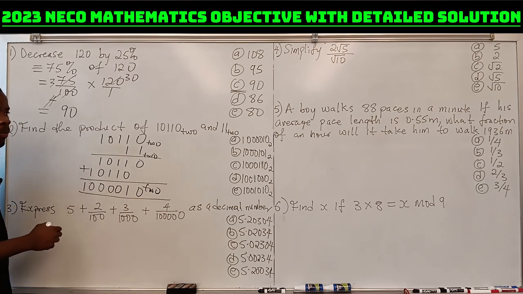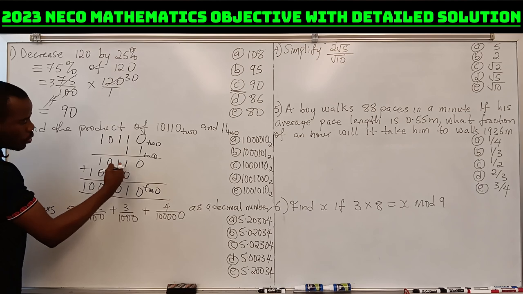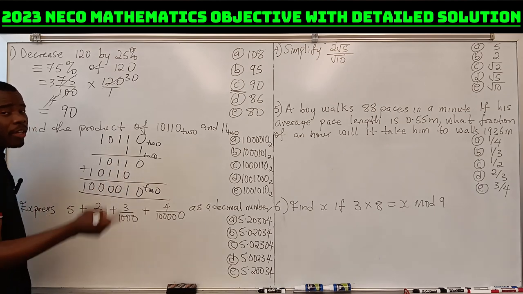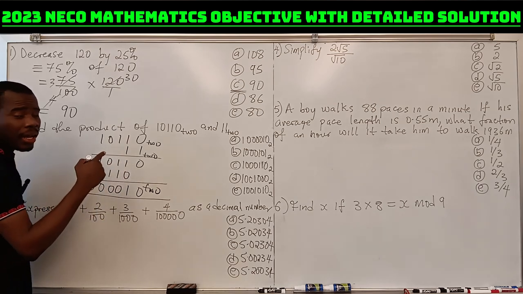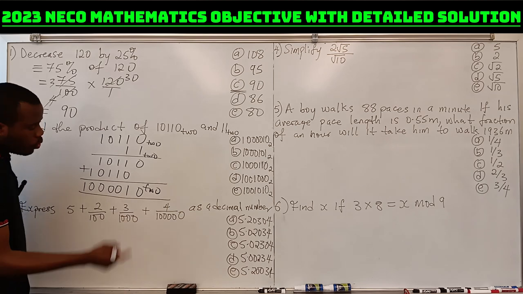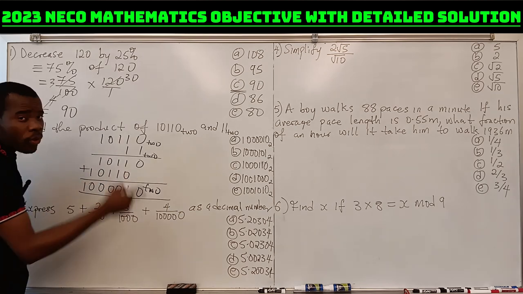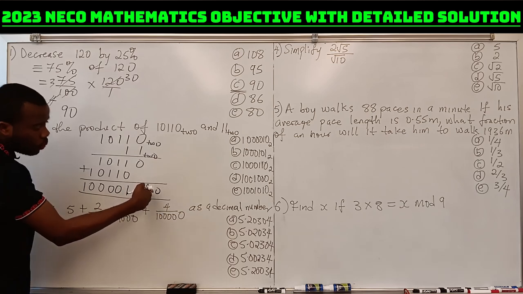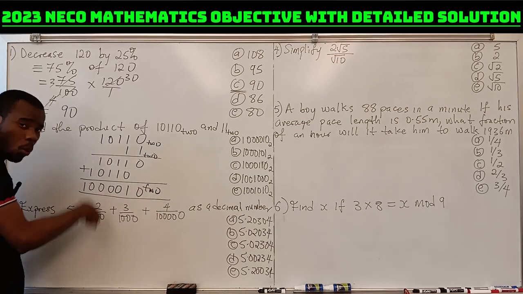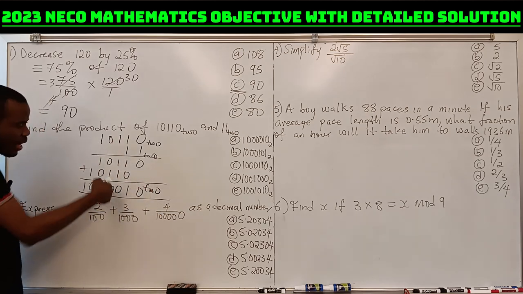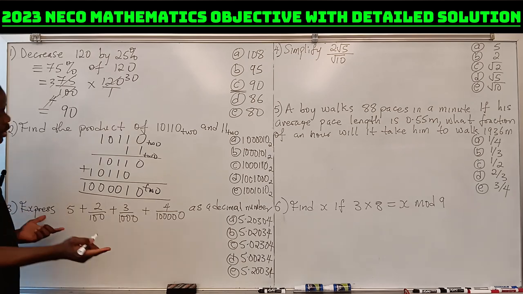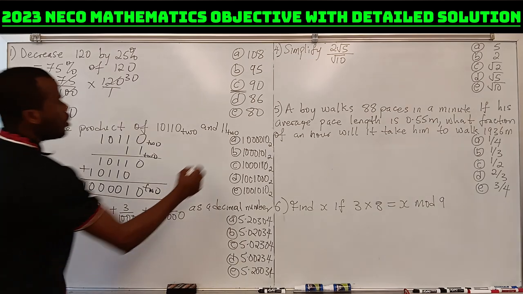Then put the 1. You can decide to say 1 plus 1 is 2, divide by 2, 1 remainder 0, you write down the remainder 0, you carry the 1. 1 plus 1, 2, divide by 2, which in base 2 is 1 remainder 0, you write the remainder, carry the 1, the same thing. So the correct option is A.